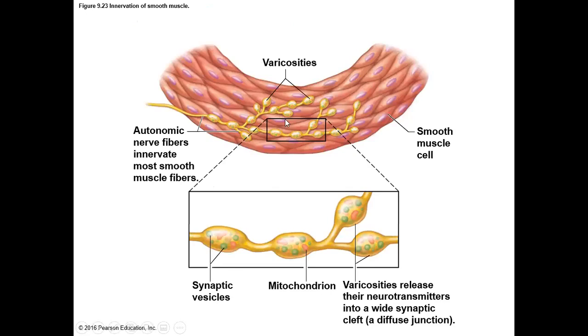Now, you might have heard of things called varicose veins, which are similar to varicosities, but those are veins, right? And they're swellings in the legs, typically of obese people or people who have diabetes or people who have circulation problems for some reason.